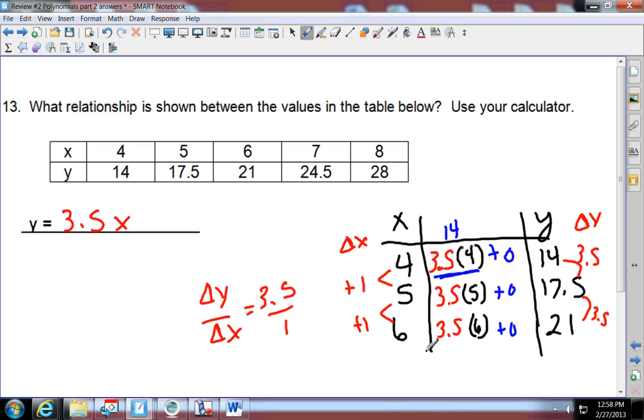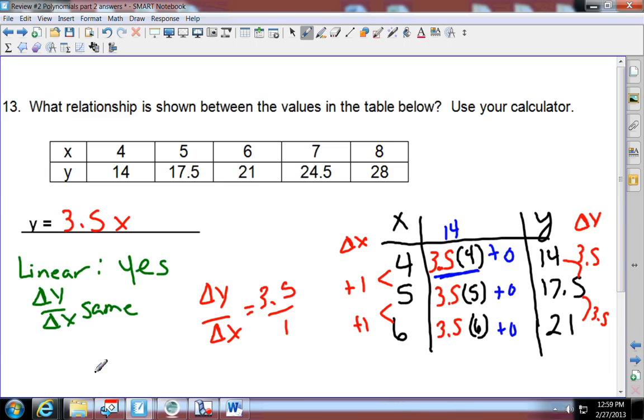3.5x. Now, what if I asked you, is this data linear? What does linear mean? It means it makes a straight line. And how can you tell from a table if it makes a straight line? Delta y over delta x is the same. So in this case, yes, it is linear.